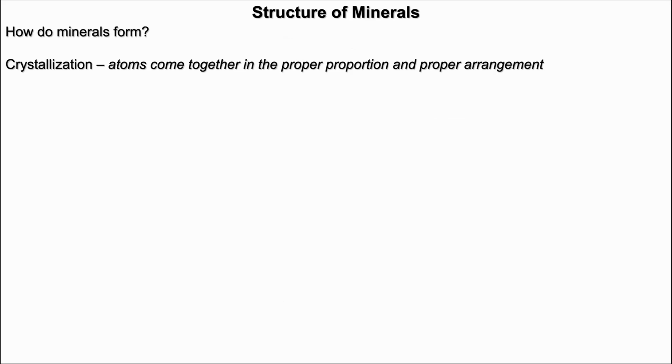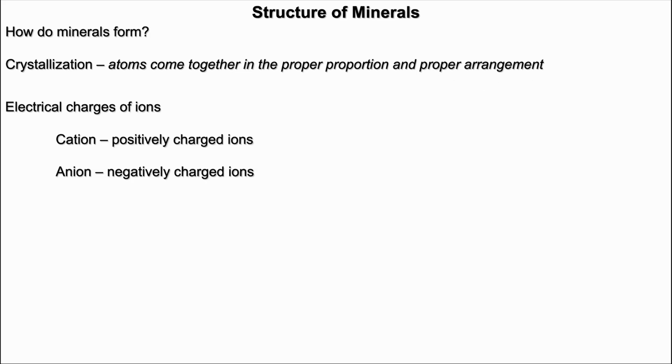How do these minerals form? What causes them to come together? This is the process of crystallization. Atoms come together in the proper proportion and the proper arrangement. Every atom knows its place. Ions can have 2 electrical charges. A cation is a positively charged ion, and an anion is a negatively charged ion. Atomic ions arrange themselves according to charge and size.